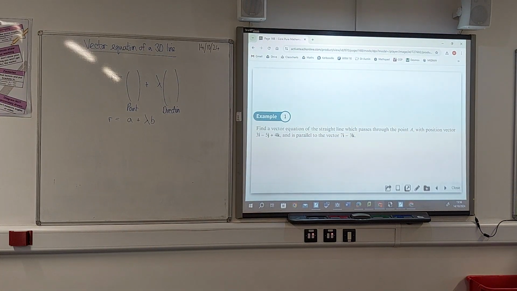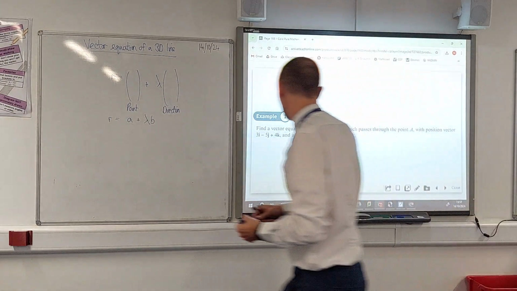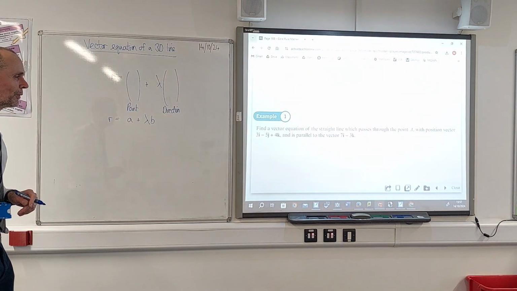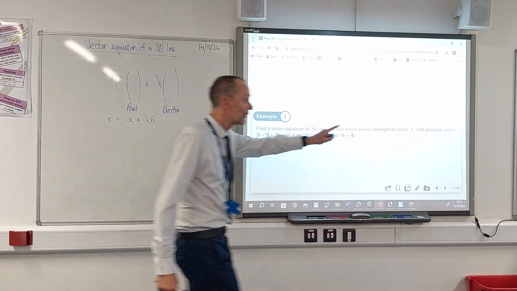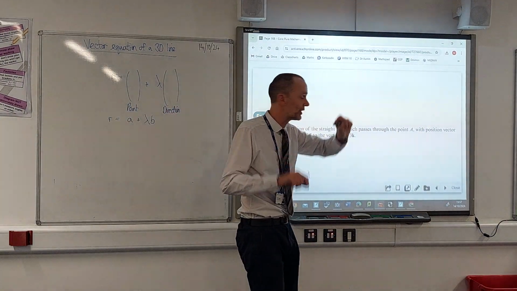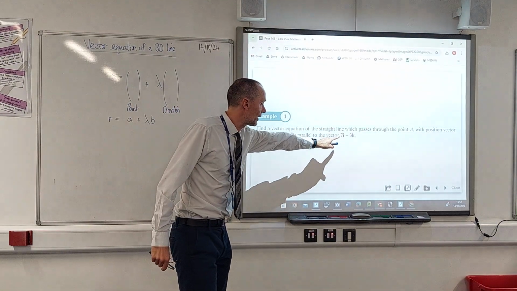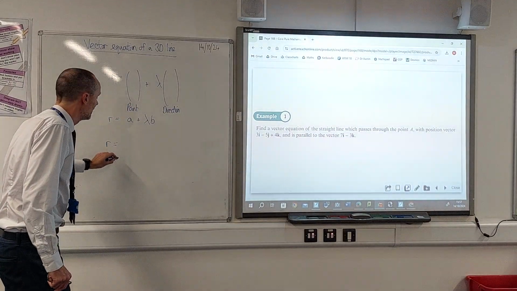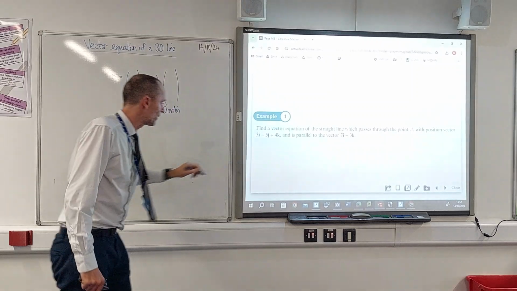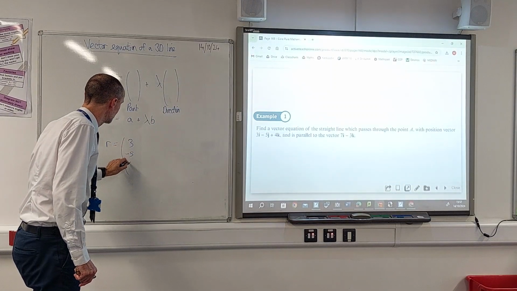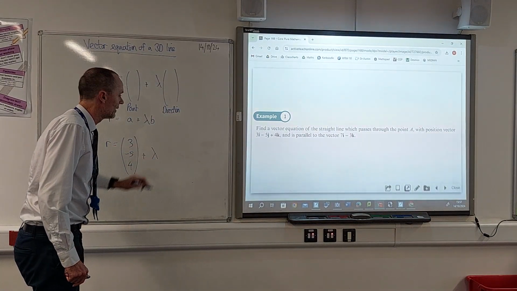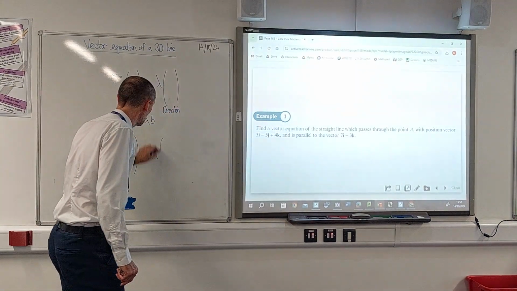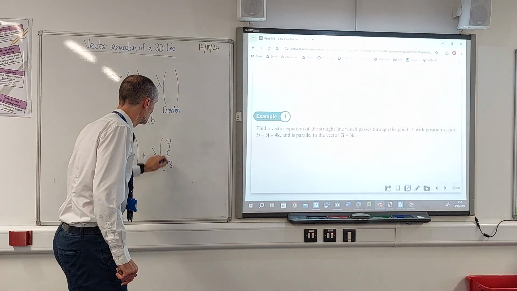So example 1 is a non-question, because if I want to find the vector equation of a straight line that passes through the point A with position vector, remember, is how you get to a place from the origin, and is parallel to that vector, so that's a direction vector, then we're just going to say, right, it's (3, -5, 4) plus lambda. Now there's no j here, so that's (7, 0, -3).